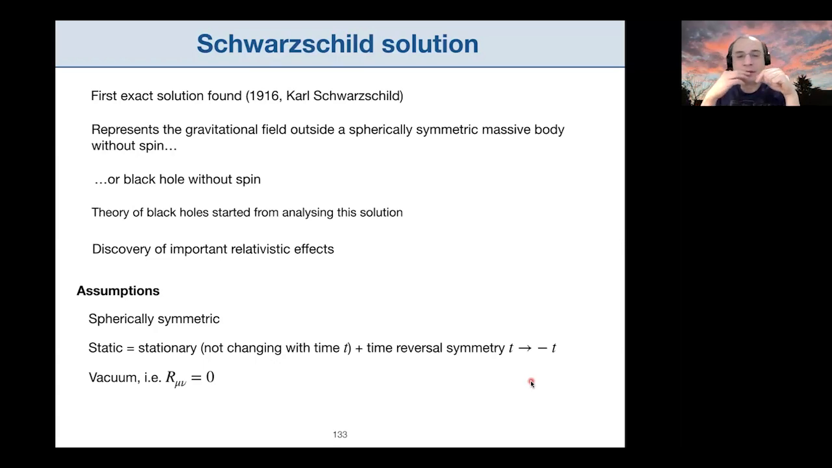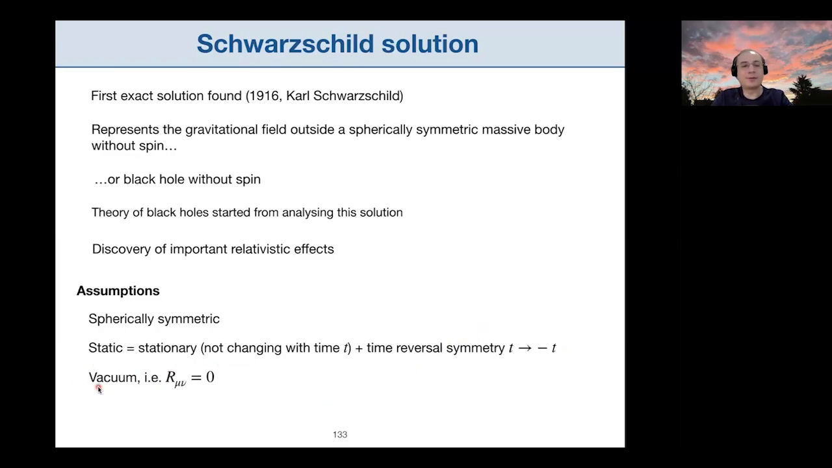This is a different thing than, for example, a rotating solution. In a rotating solution, if you record a rotating star and then play the movie backwards, you will see the difference because rotation is not time reversal symmetric. But a static one, well, you can play the movie forward or backward, you will not see any difference because there's a time reversal symmetry. So the Schwarzschild solution assumes that the spacetime is static, so there's a time reversal symmetry.